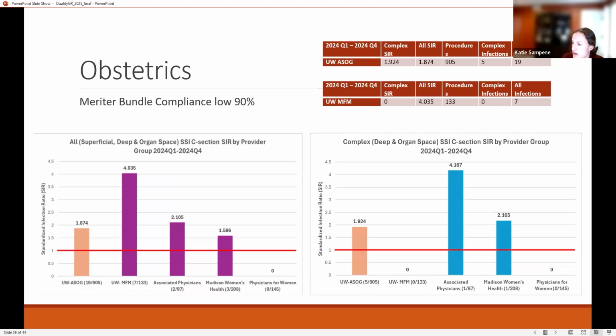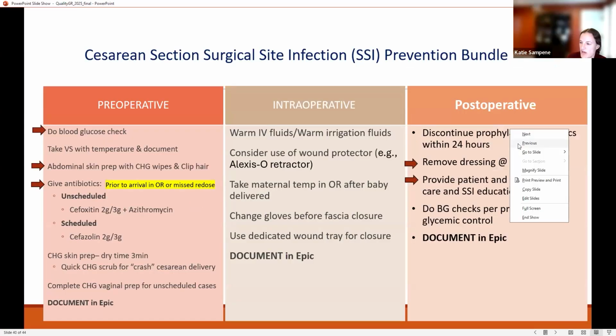Numbers wise, similar to what Summer was saying, our infection numbers, actual N's are low, ASOG numbers, complex infections 5, MFMs 0, all infections, the difference is obviously superficial. You can see reflected in those numbers. And we are above the recommended SIR rate reflected in red. There are, next slide, bundles that look at that as well.